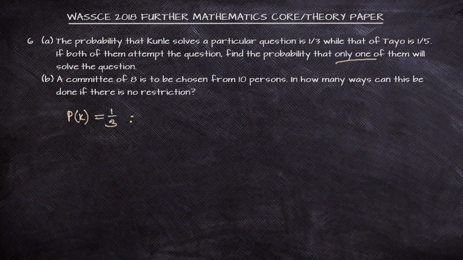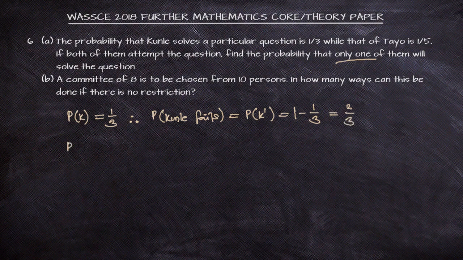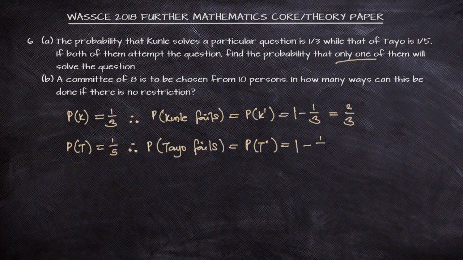Now, the probability that Kunle solves is 1 over 3. So, the probability that Kunle fails, let's say probability of K prime, is 1 minus 1 over 3, and that is 2 over 3. And in the same way, the probability that Tayo will solve is 1 over 5. So, the probability that Tayo will fail, which we can call probability of T prime, is 1 minus 1 over 5, and that is 4 over 5.